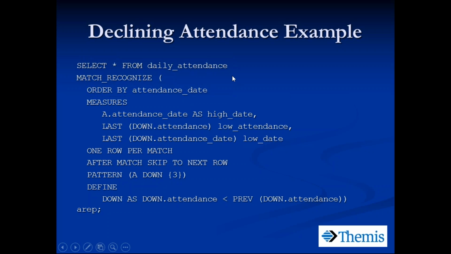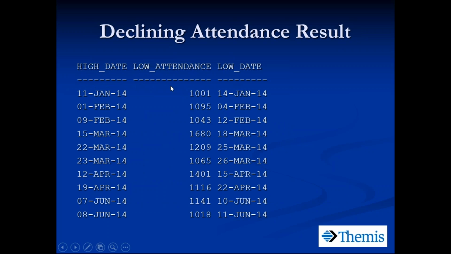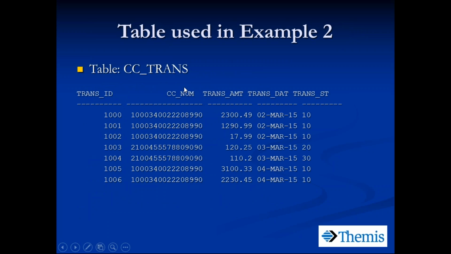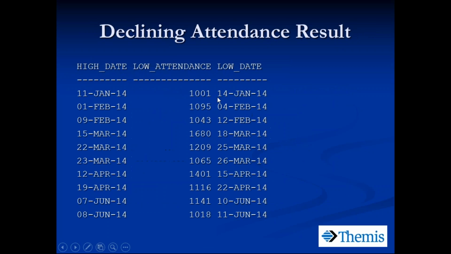Okay, when we do that and run that, you can see here's the results we get. So here's the high date and the low date and the low attendance. The low attendance for this low date. So the high date was January 11th. Maybe the attendance was 7,000.